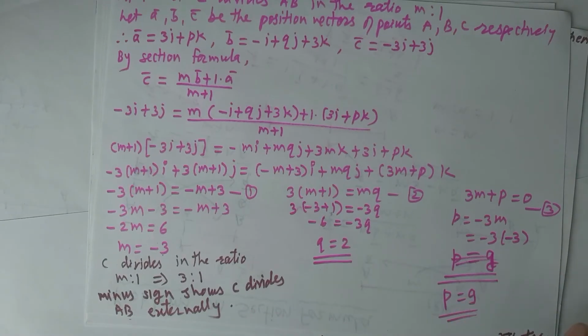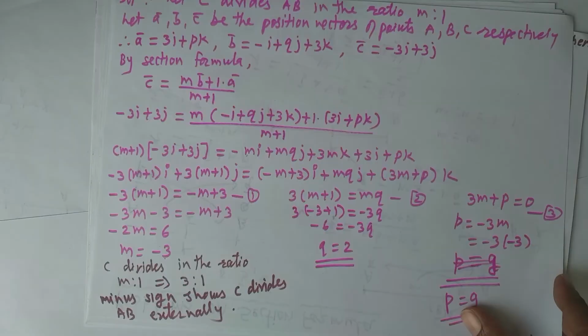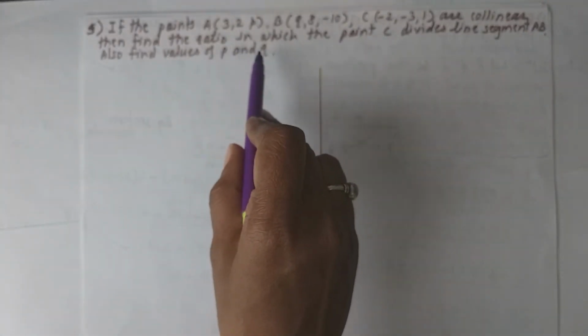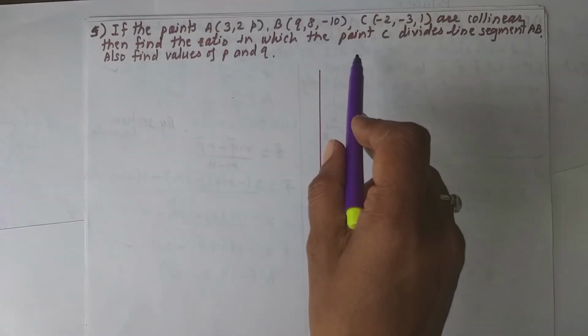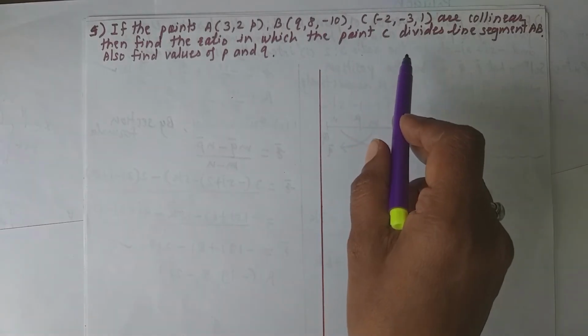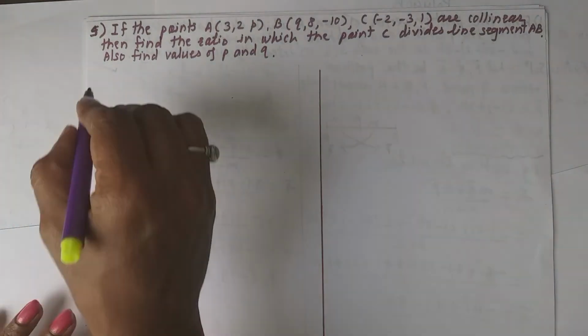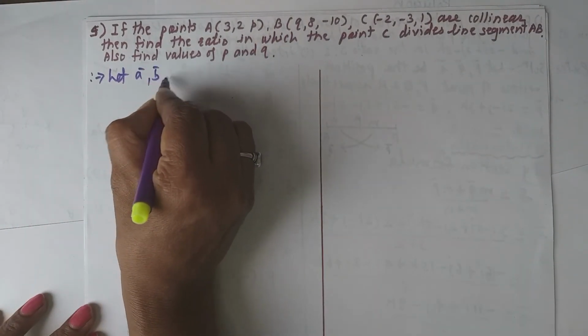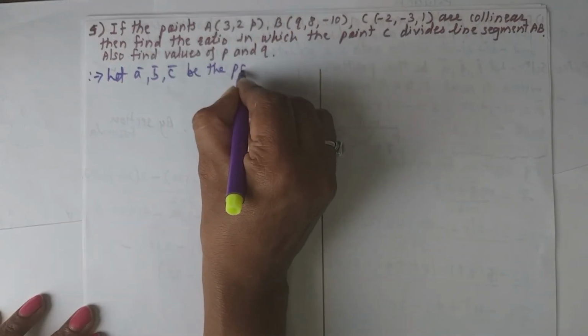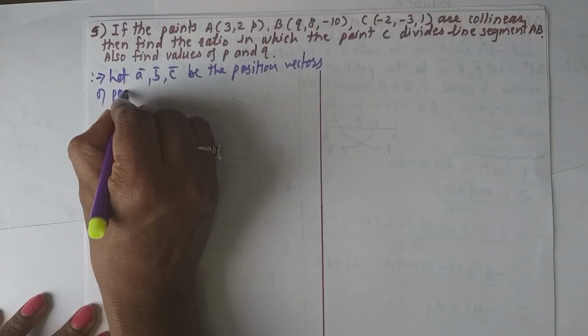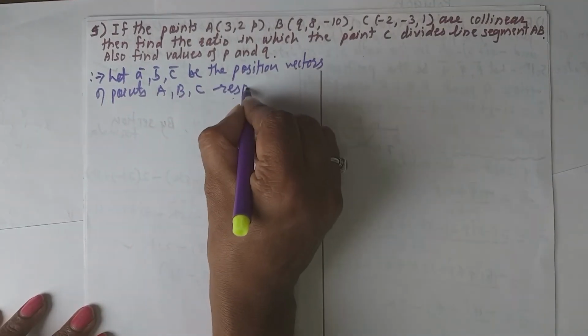To illustrate this concept more, I will take one more example of this type. Let's see the next example. If the points A (3, 2, p), B (q, 8, minus 10) and C (minus 2, minus 3, 1) are collinear, then find the ratio in which the point C divides the line segment AB. Also find the values of p and q. Here again you write down, let A bar, B bar, C bar be the position vectors of points A, B, C respectively.